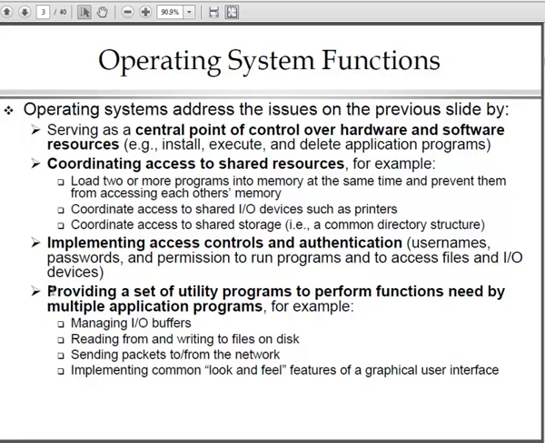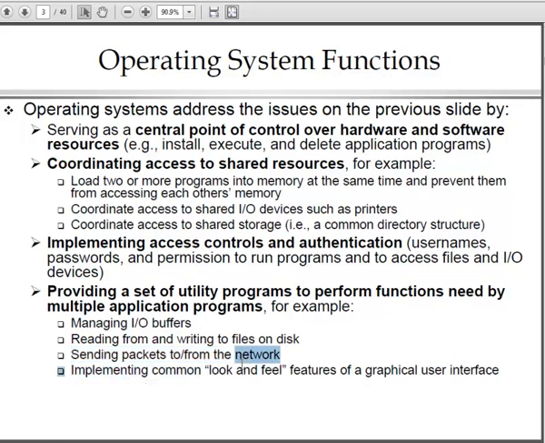Okay. Last thing that the operating system provides is a set of utility programs that will perform functions needed by many different application programs. So for example, managing I/O buffers for reading or writing to or from, say, the keyboard or the screen. Providing functions to open files, read files, write files on a disk. Provide functions to interact with the network: grab me a packet, send a packet.